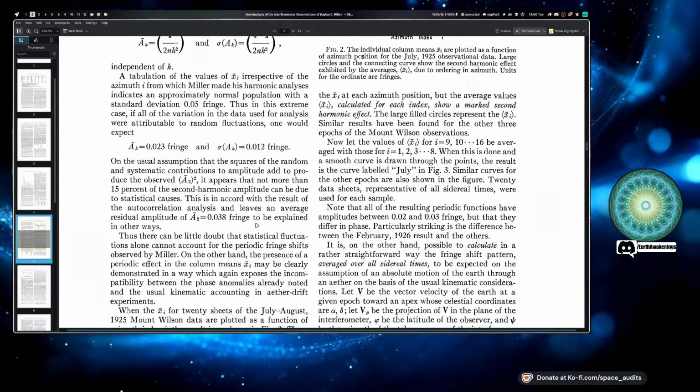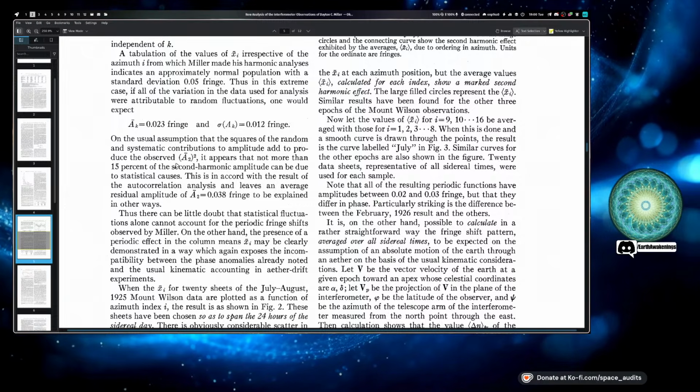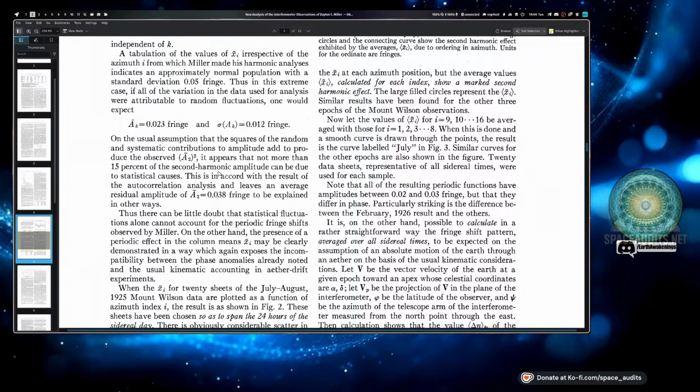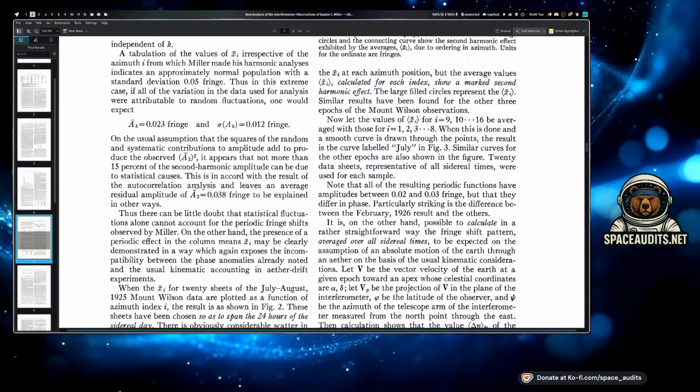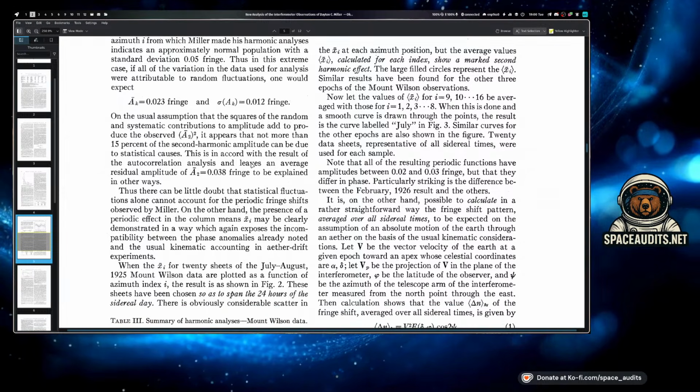On the usual assumption that the squares of the random systematic contributions to the amplitude add to produce the observed statistical fluctuation of A sub 2, it appears that no more than 15% of the second harmonic amplitude can be due to the statistical causes. This is in accord with the result of the autocorrelation analysis and leaves the average of the residual amplitude of A sub 2, equaling 0.038 fringes, to be explained in other ways.